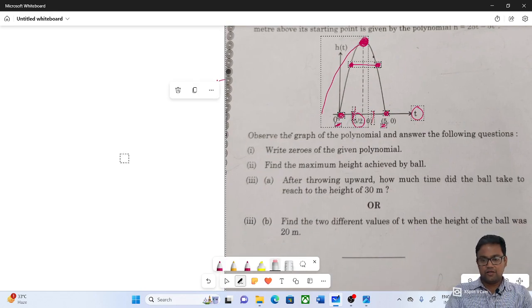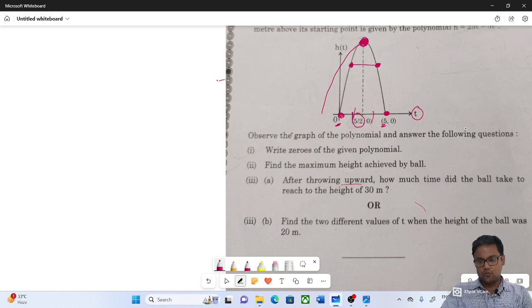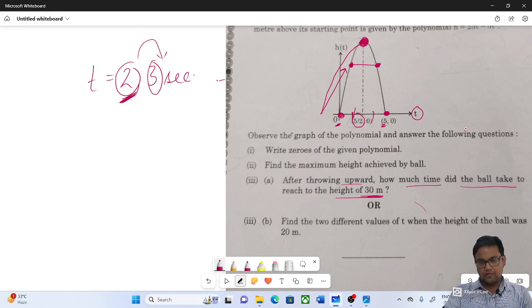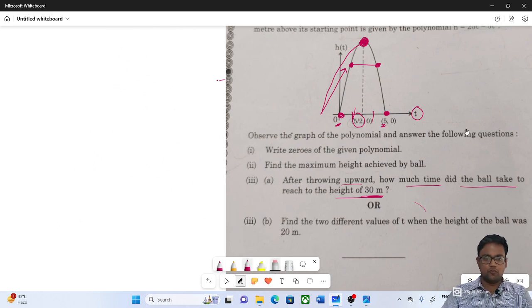Find the 2 different values of t when the height of the ball was 20 meters. Same variety, right? Let us see whether we have misinterpreted the question. How much time did the ball take to reach the height of 30 meters? There our 2 values were coming, 2 and 3 seconds, right? So it took 2 seconds to reach the height, and the third second is when it will be returning. So it took 2 seconds to reach the height and then it starts falling after reaching the maximum height. After 30, the maximum also came, we saw the maximum height, and after that it starts falling down, right? So to reach the maximum height it took 2 seconds. This should be the right answer according to the question given.